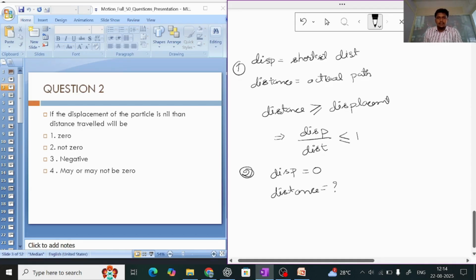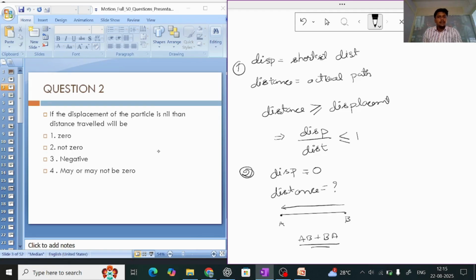Let's take an example. If an object had moved from A to B, and it had returned to A again, here the displacement will be 0, but the distance covered will be AB plus BA. By this we can say that if the displacement is 0, then the distance travelled need not be 0. The second option is correct. Let's go on with the third question.